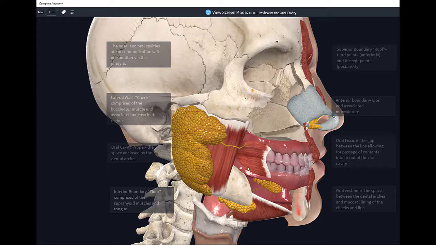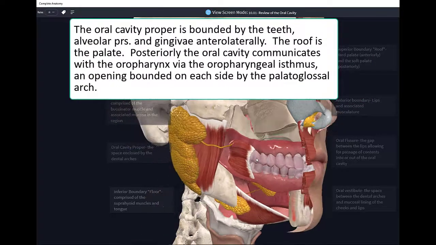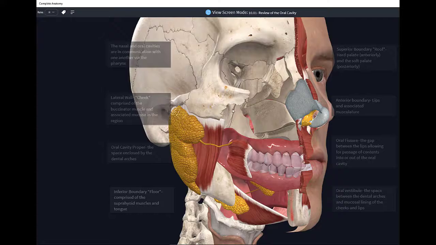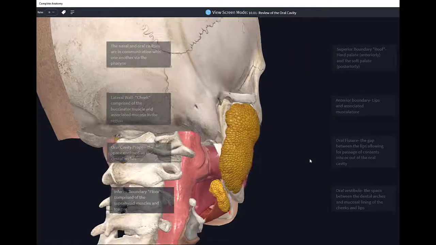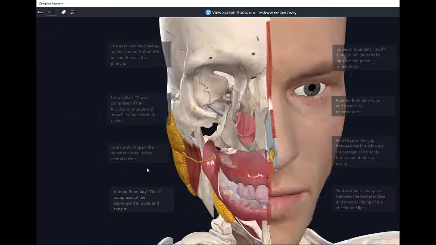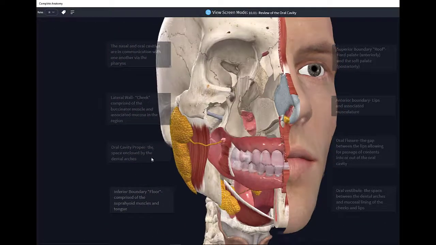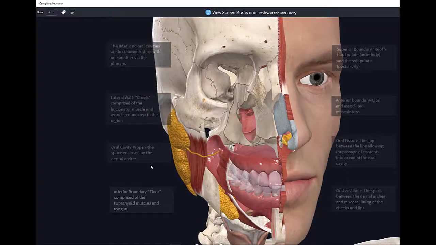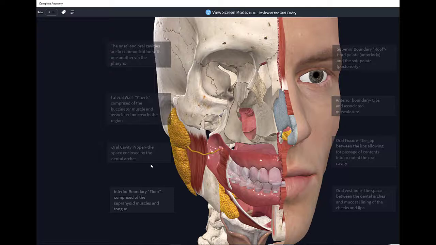So the rapid summary would be: the oral cavity proper is bounded by the teeth, the alveolar processes, and the gingiva anterolaterally. The roof is going to be made up of the palate. Posteriorly, the oral cavity will communicate with the oropharynx via a region called the oropharyngeal isthmus, which is an opening bounded on the left and right sides by the palatoglossal arches, which are arches of soft tissue between the palate and the tongue.